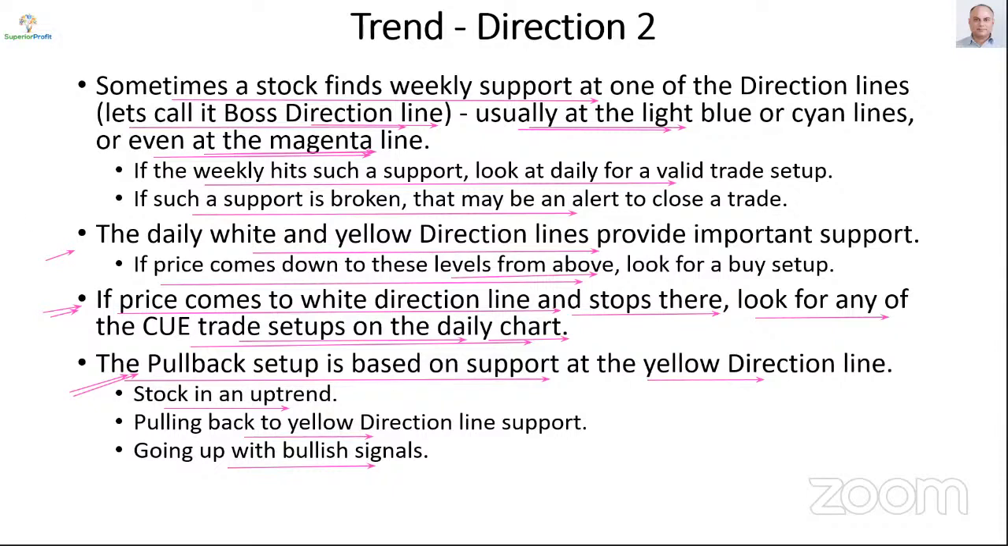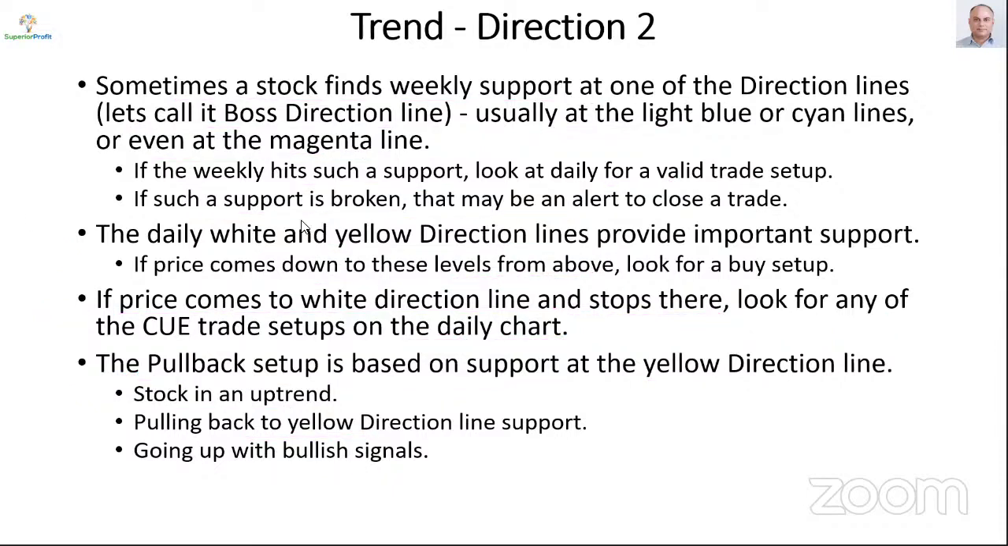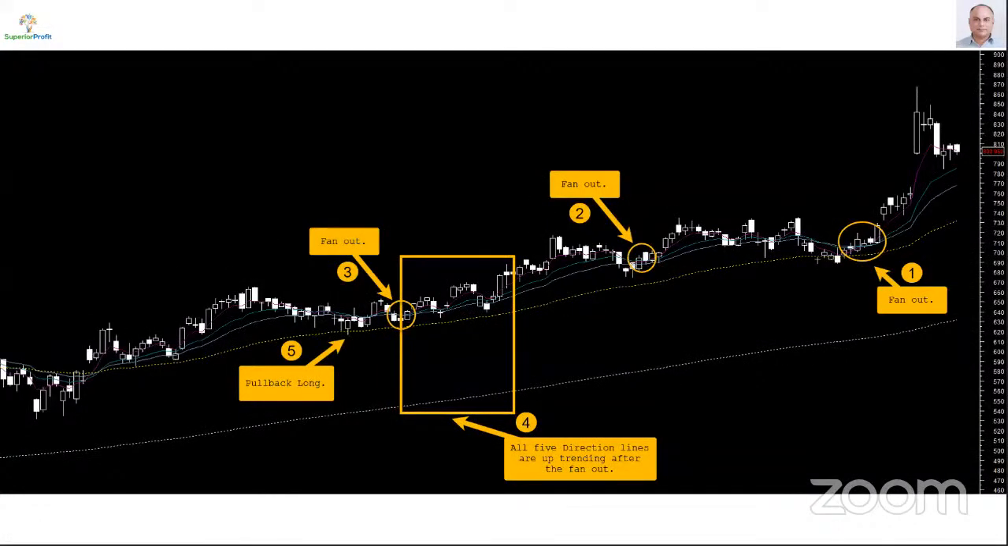Let's look at some chart examples now relative to direction lines. With respect to direction lines, I'll again read the numbering from number 1. Here I have a number of examples of fan out. Fan out is 3 or more direction lines. In point number 1, I have cyan, magenta, and light blue. 1, 2, 3 direction lines coming together and then going out. That is a fan out.